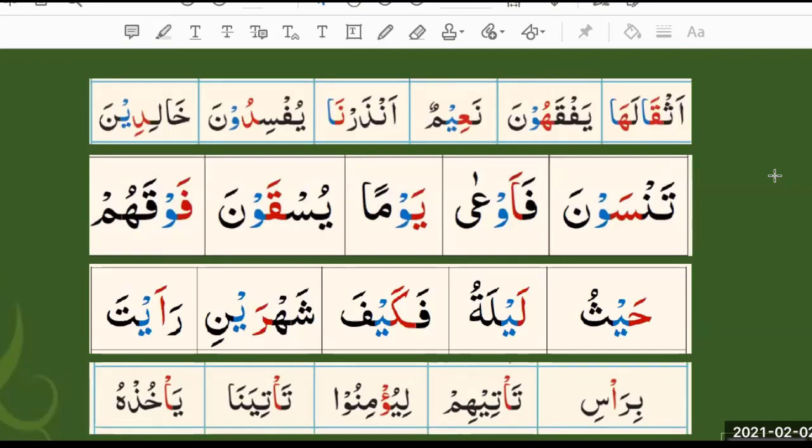From the first alphabet? All four lines, yes, please. Okay. A'udhu billahi minash shaitanir rajim. Bismillahir Rahmanir Rahim.